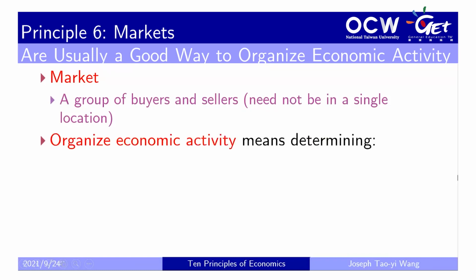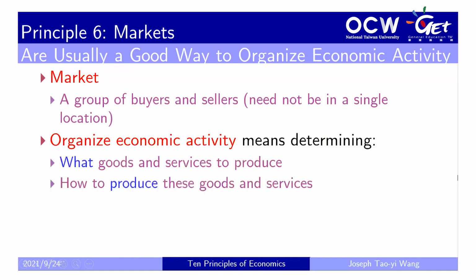So that's markets. And when we talk about organizing economic activity, we mean determining what to produce, how to produce, and how to allocate what's produced to the final user. What should each member of the society produce, how is this produced, and after this production, how do we distribute these goods and services to different members of the society. These are what we call organizing economic activity. And principle 6 says that markets are a good way to actually do that.